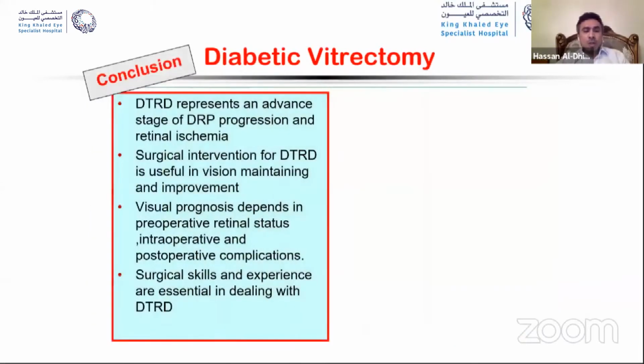So in conclusion, diabetic traction retinal detachment represents an advanced stage of diabetic retinopathy, with progression and retinal ischemia. Surgical intervention for diabetic traction retinal detachment is useful in maintaining and improving vision. Visual prognosis depends on the preoperative retinal status and intraoperative and postoperative complications. Surgical skills and experience are essential in dealing with diabetic traction retinal detachment.